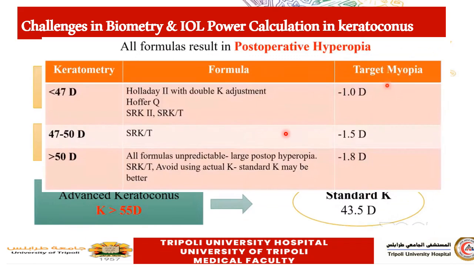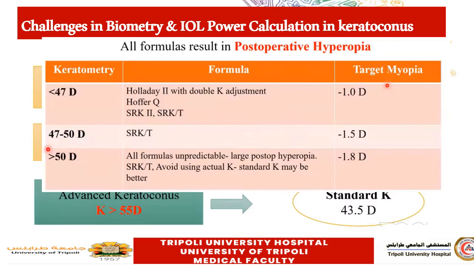So it is like this: if you have a preoperative K reading of less than 47 diopters, you can use the Holladay formula, the Hoffer Q, the SRK II formula. And it is important that all these formulas will induce hypermetropia. If you put the standard measurements, you will end up with hypermetropia because they have very steep K readings and long axial length. So it is advised that your target should be -1 diopter. By targeting -1 diopter, this will compensate for the predicted postoperative hypermetropia that will occur.